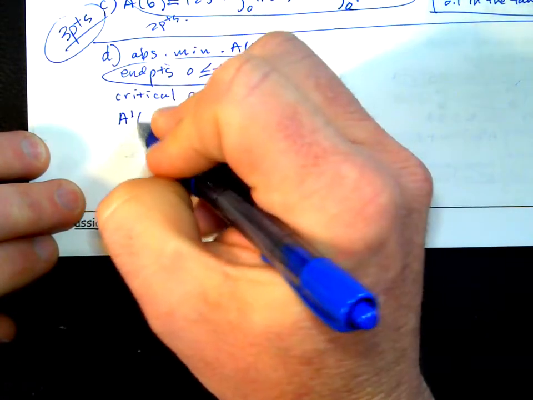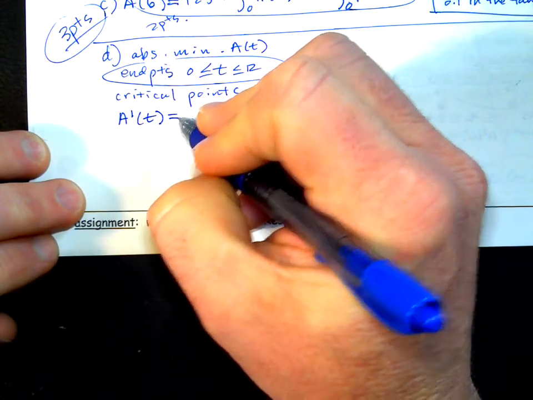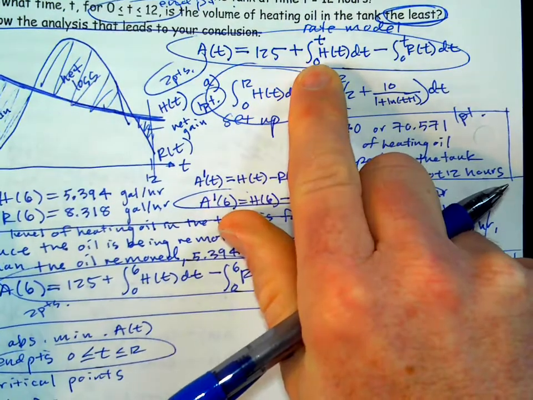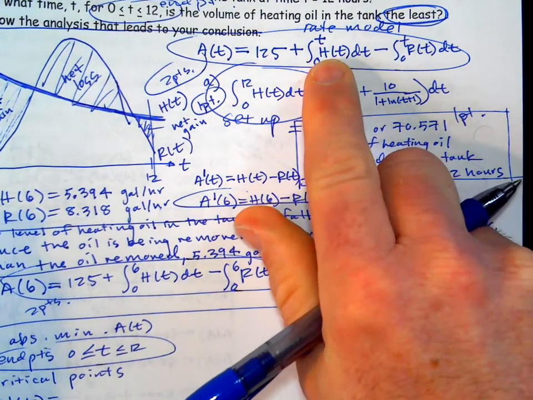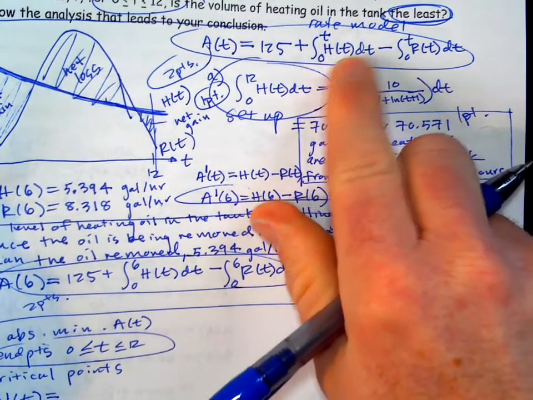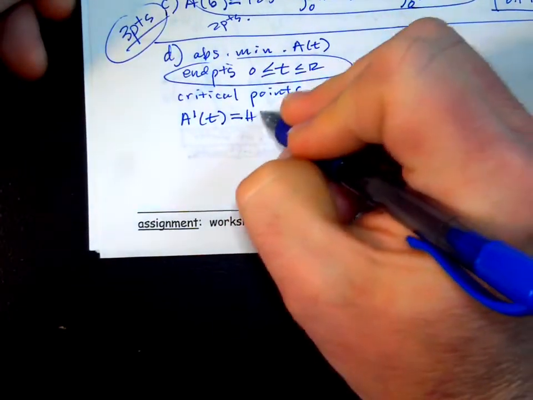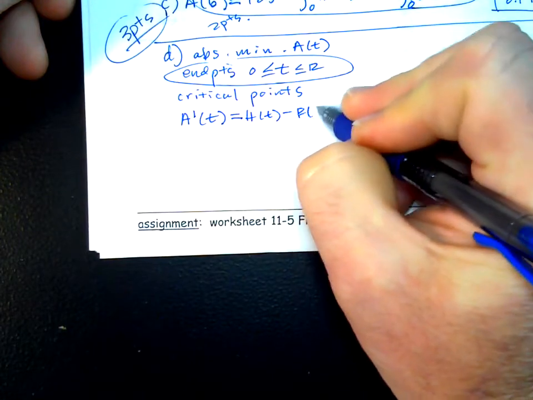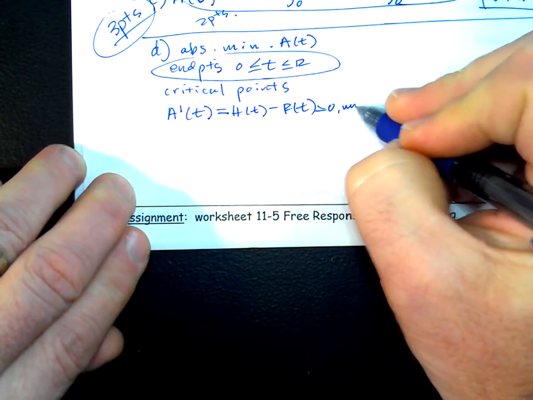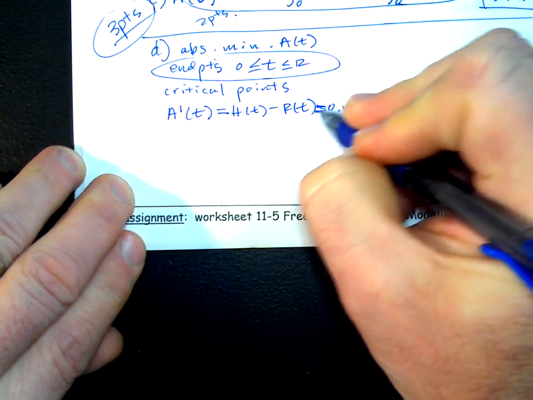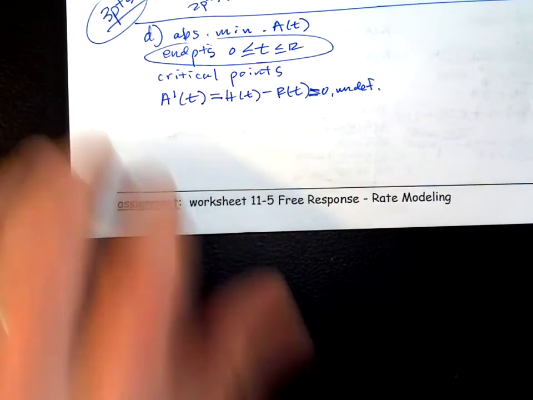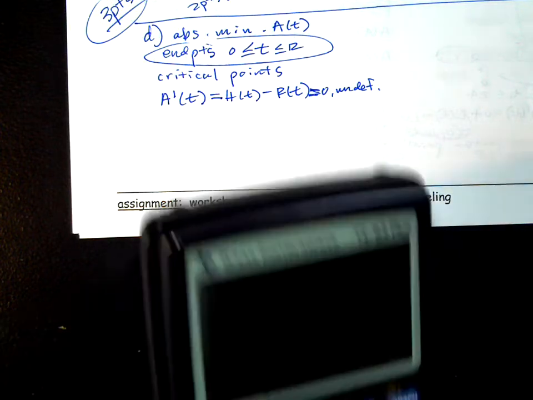So the way you find critical points is take the derivative, and that's going to equal the derivative of our rate model. So the derivative of 125 plus the integral from 0, the derivative of the integral undoes it. You got to plug limits in, take the derivative of them. It's just going to be HT minus RT, and that's not enough. You got to write equals 0, undefined. Okay, if you don't write that equals 0, you might lose a point. That's critical, important information. That's how we find critical points. It's not just the derivative, it's the derivative equals 0.